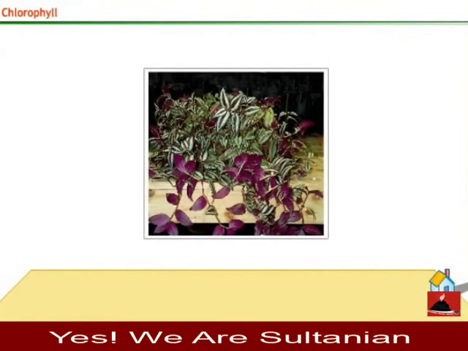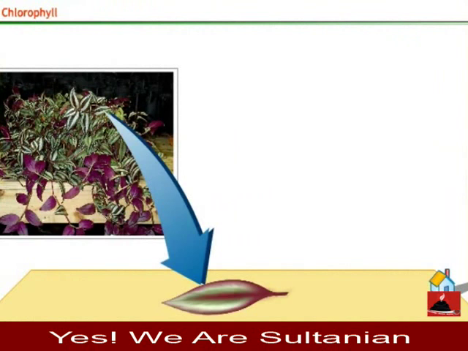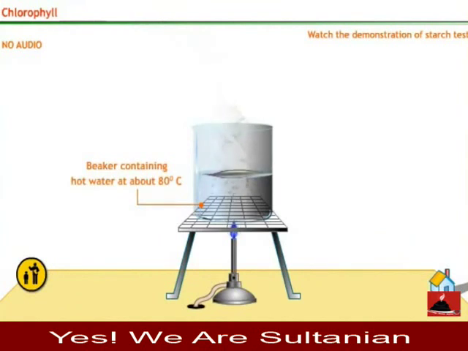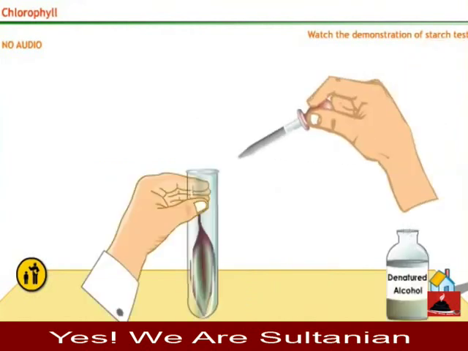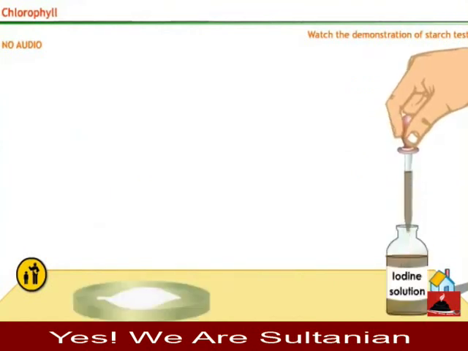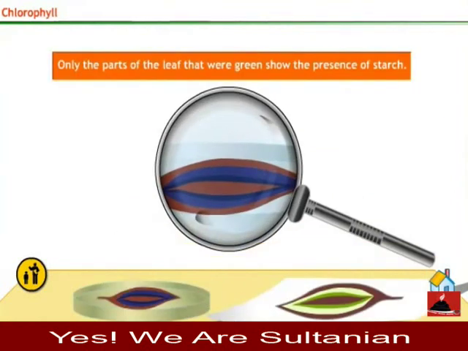How do we know that chlorophyll is essential for photosynthesis? Take a variegated leaf which is only partly green. Test the leaf for starch. Only the parts of the leaf that were green show the presence of starch.